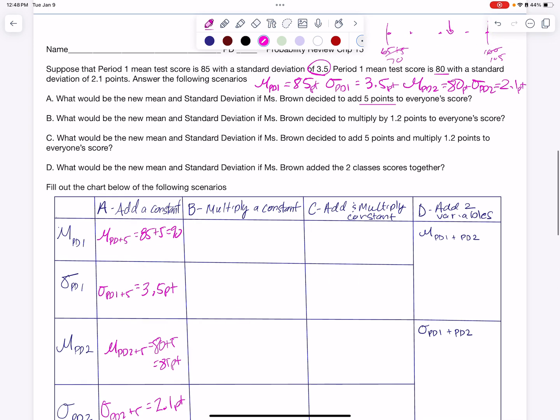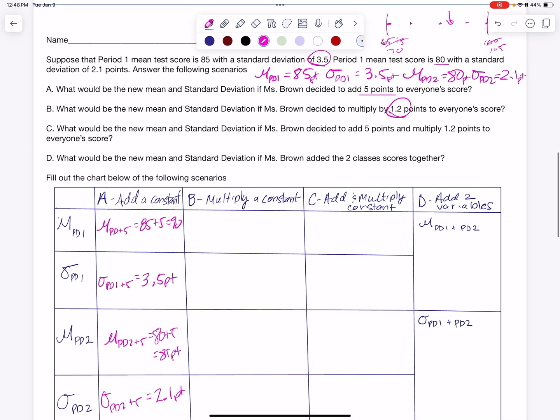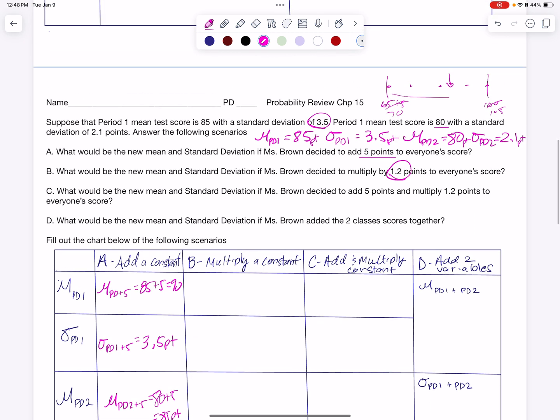Okay, the next one says now I'm going to multiply it by 1.2. So now multiplying, if I have the data here, it's going to multiply out, so it's literally going to spread out a little further. It would get bigger, obviously, but it's going to start here and spread out a little further, right? So it's going to spread out 1.2 times.